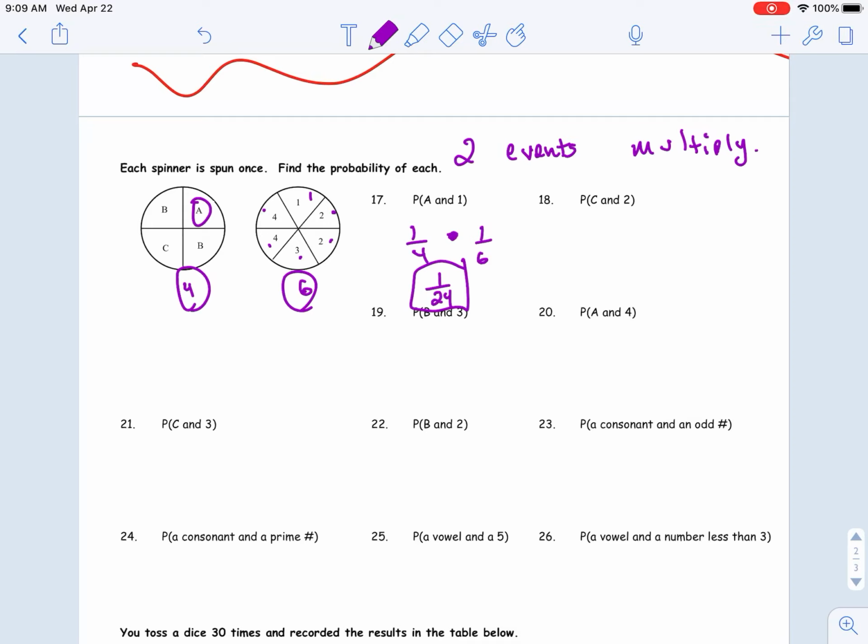A C and a 2. C is 1 out of 4 times a 2. There are two 2's, 2 out of 6. So it's 2 out of 24, 1 out of 12.